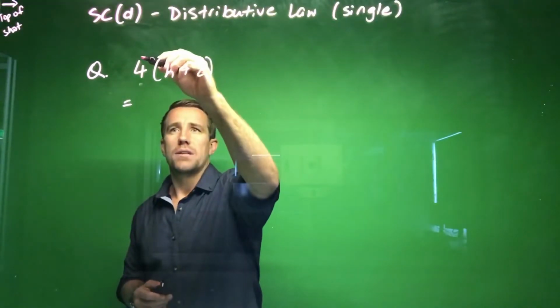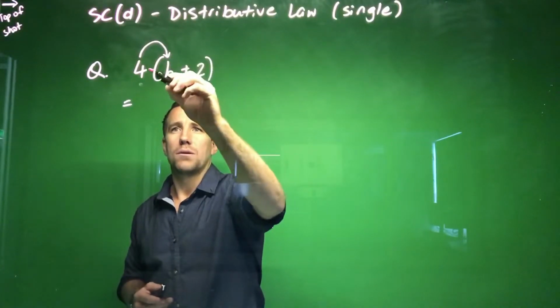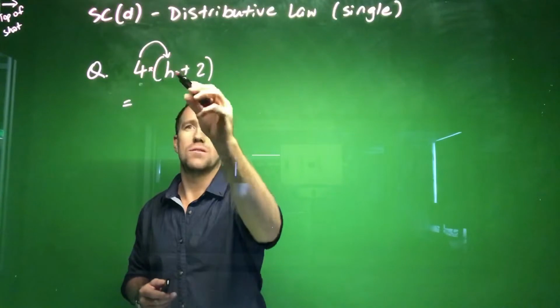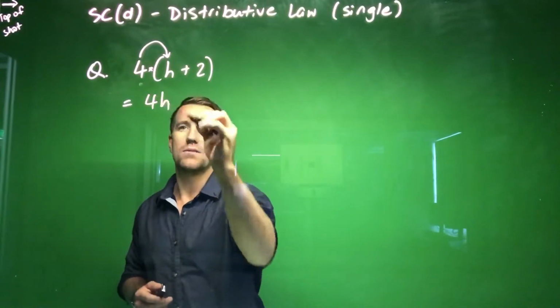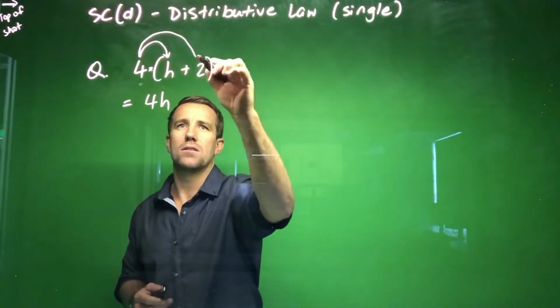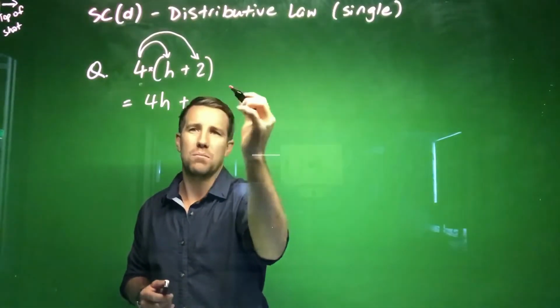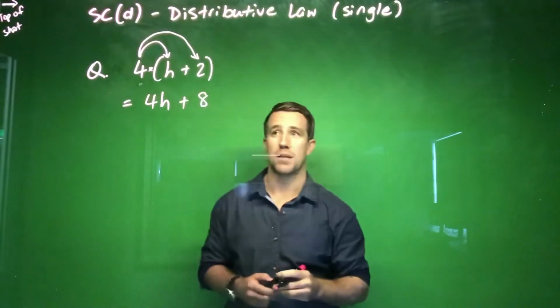To do so, again, we take that term on the outside and we multiply it, because remember in there there's that little multiplication sign. We take the first term, multiply it by the first term, so 4 times H will get us 4H. Then we take that first term on the outside and multiply it by that second term inside. 4 lots of 2, they're both positives, so 4H plus 8.